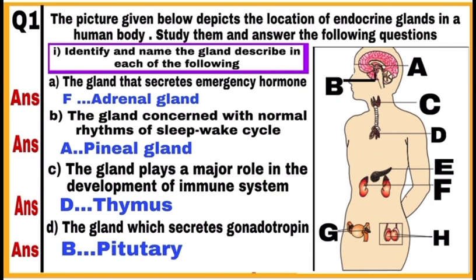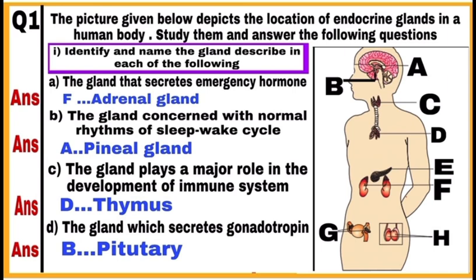Part 1 of the question. Identify and name the gland described in each of the following. Endocrine glands को identify कीजिए. A. The gland that secretes emergency hormone. See the diagram. It is F. Adrenal gland present above the kidney जो emergency hormone secrete करता है.